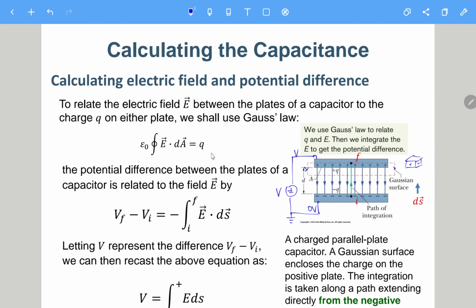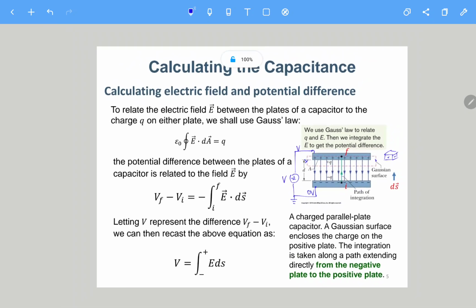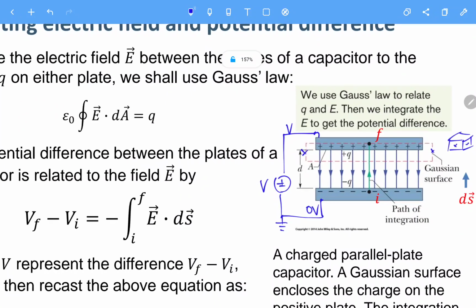So we try to apply the Gauss law. Let's write it out first: epsilon naught, the surface integral of E dot dA, equals Q. I hope you still remember, because we will have a quiz on Friday.